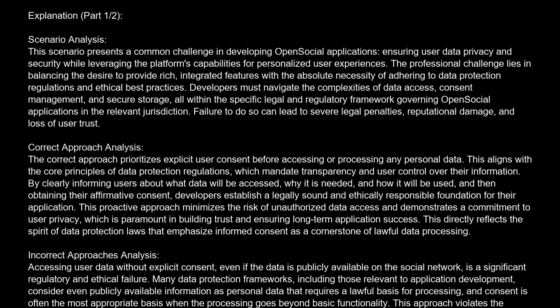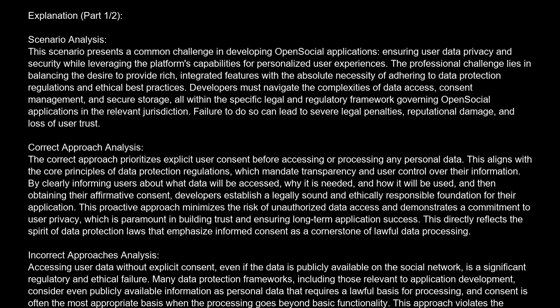Correct answer is C. Obtain explicit, informed consent from users detailing the specific types of data to be accessed and how it will be used for the feature, and ensure data is only accessed after consent is granted. Explanation. Scenario analysis. This scenario presents a common challenge in developing OpenSocial applications, ensuring user data privacy and security while leveraging the platform's capabilities for personalized user experiences.